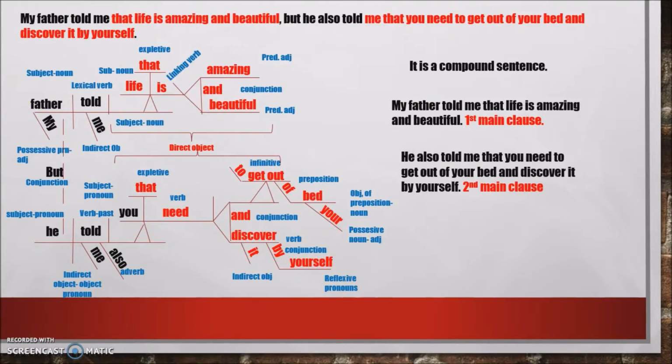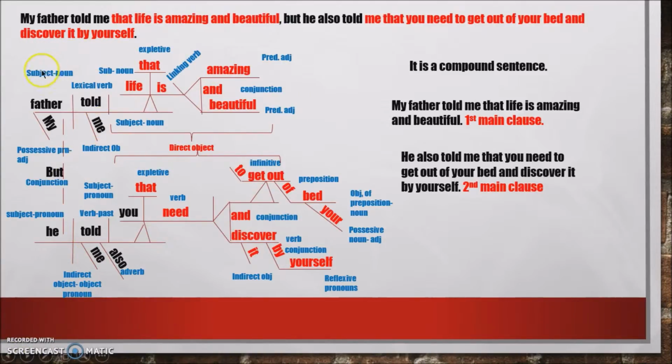If we diagram this sentence, we will have something like this. First, we have father, which is the subject, and it's a noun. As the lexical verb, we have told, which is in past, and we have the direct object, which is in red. In the direct object, we have the subject and noun life, that, which is an expletive, is, which is a linking verb, the main verb of the direct object, and we have the predicate adjectives amazing and beautiful joined by the conjunction and. My is a possessive pronoun and it is also functioning as an adjective, and me, which is the indirect object.